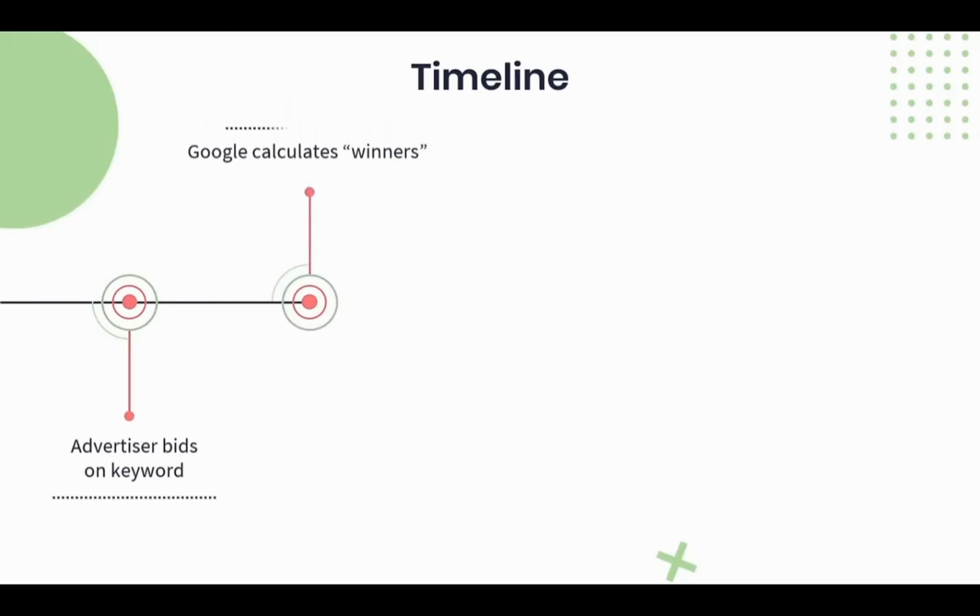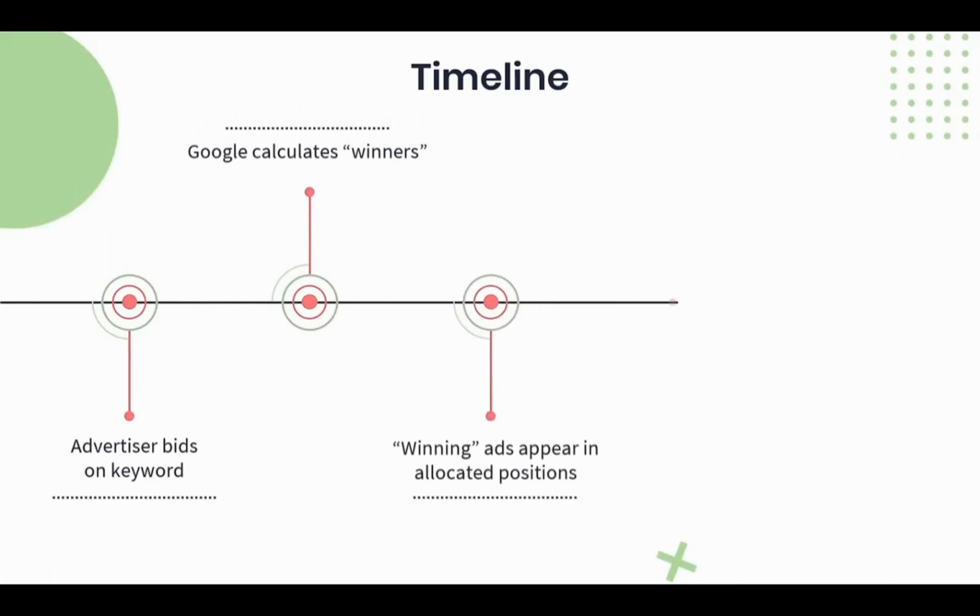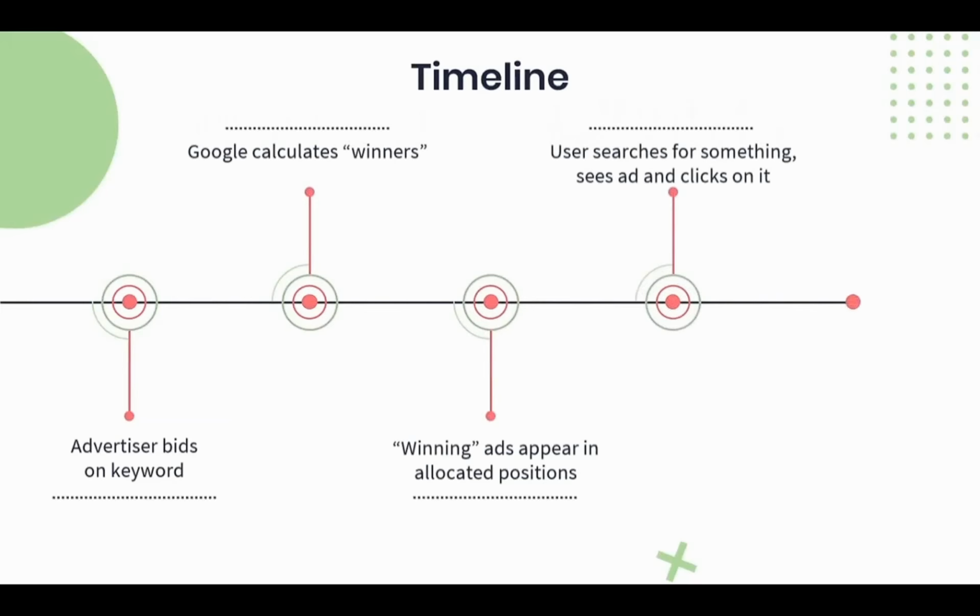So it all really starts off with the advertiser bidding on a keyword. So essentially selecting what the maximum is that they would pay for a keyword, which is essentially a search term in our case. Then, based on all the ranking factors that we discovered, Google then determines a winner amongst the auction. The winning ads then appear in the allocated positions, and when users search for something, the ad will show. And then, obviously, once they click on it, the advertiser is then charged for the search engine.